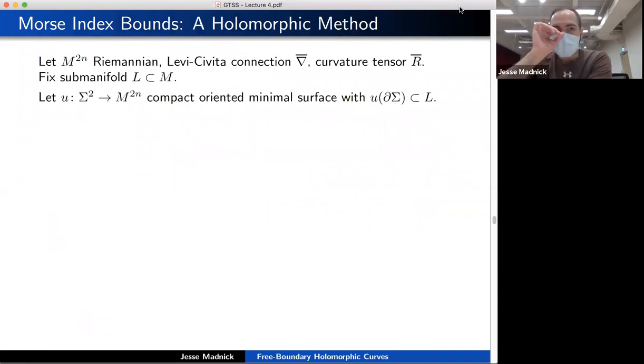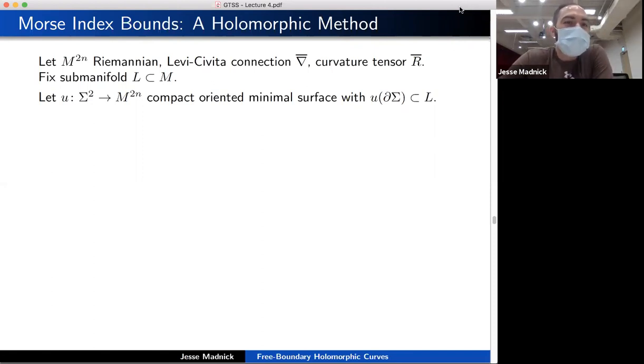So I want to describe a very general method, well, a fairly general method. It's nice when it works. A method for getting a Morse index bound for minimal surfaces in even dimensional Riemannian manifolds. This method goes all the way back to Jim Simons. Maybe you can actually do it in odd dimensional Riemannian manifolds as well, but I would need to think about that. Let's just stick to even dimensional Riemannian manifolds anyway.